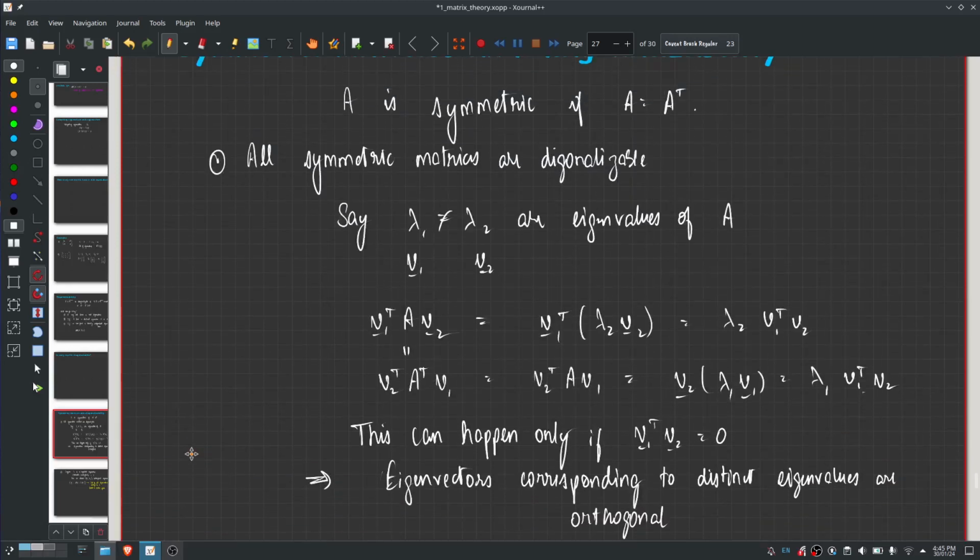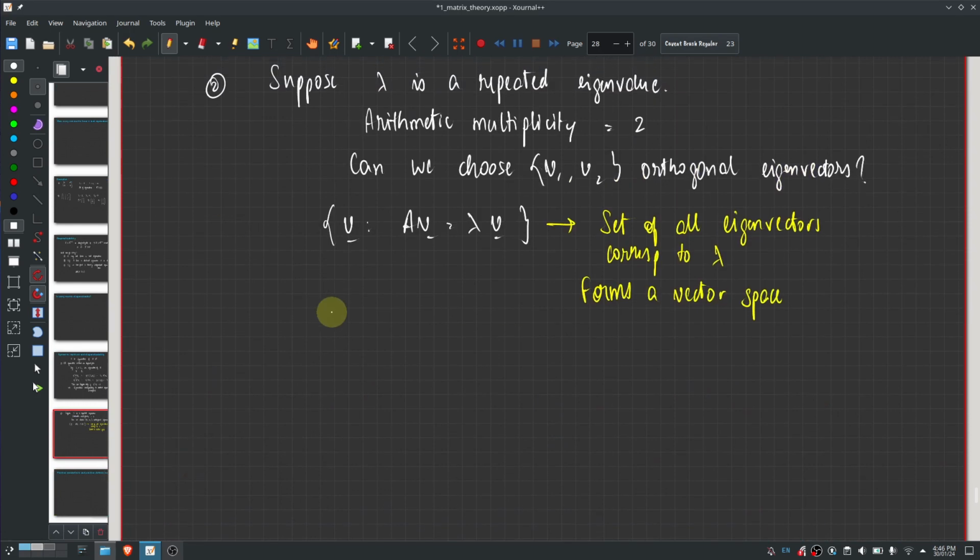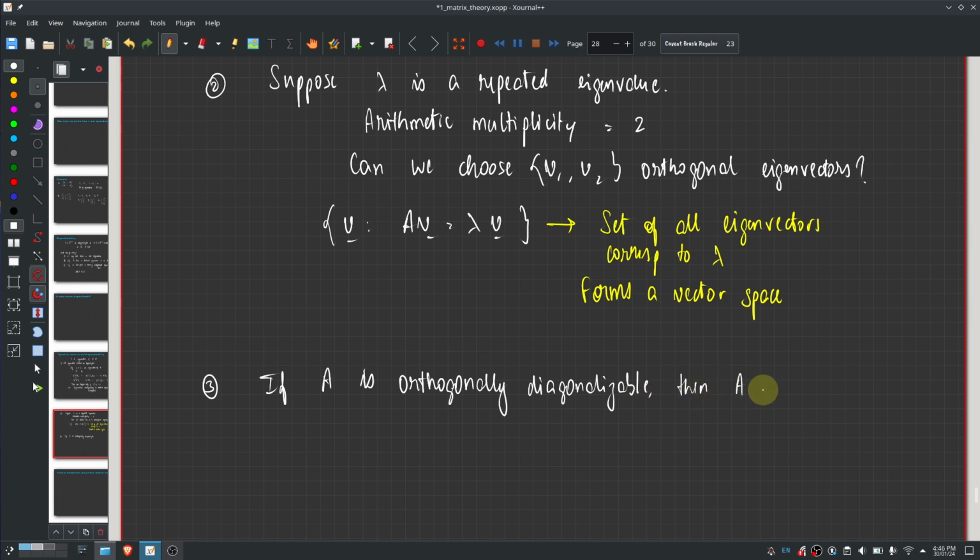So these are some nice properties of symmetric matrices. Correct? It's always diagonalizable, and in fact it is orthogonally diagonalizable. In fact, if a matrix is orthogonally diagonalizable, then it must be symmetric. Why is this the case?